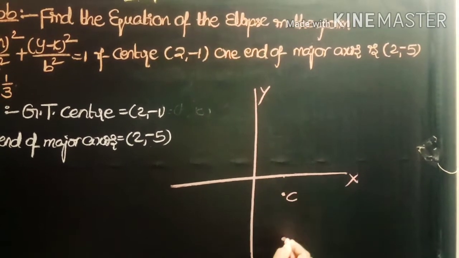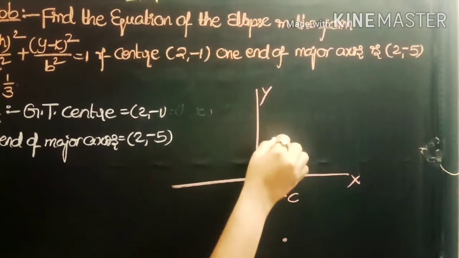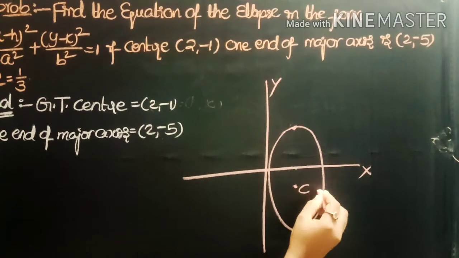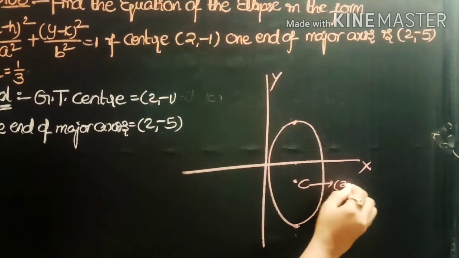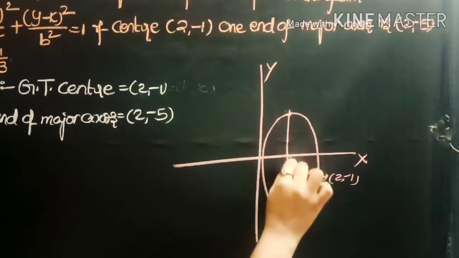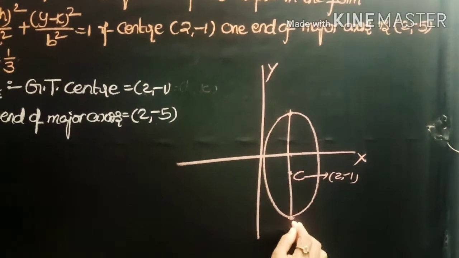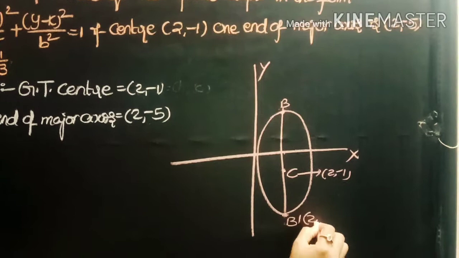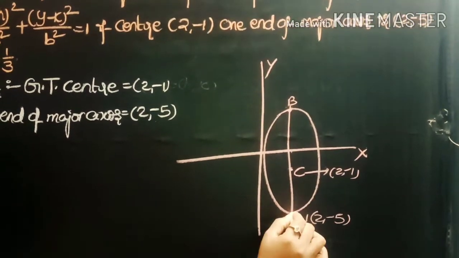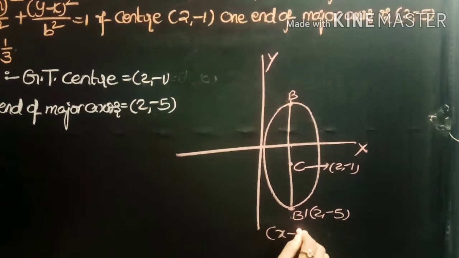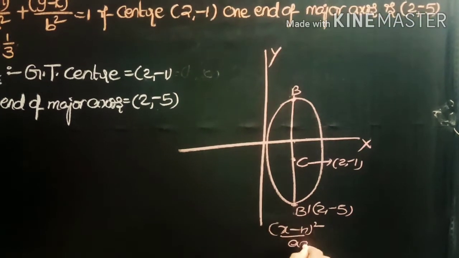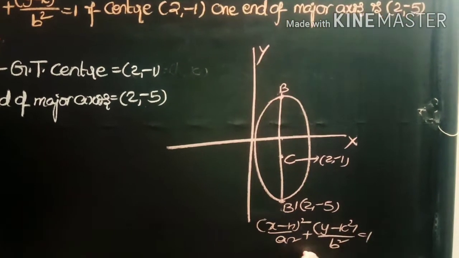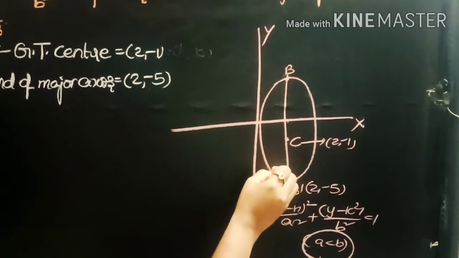So the center and one end of the major axis are given. Clearly the shape of the ellipse is like that. This is (2, minus 1), the center, and this is the major axis. Now the endpoint is taken as B dash, and given that the coordinates of B dash are (2, minus 5). In this case we take the equation of the ellipse as (x minus h) whole square by a square plus (y minus k) whole square by b square is equal to 1, where a is less than b. This is the shape of the ellipse in the second case.